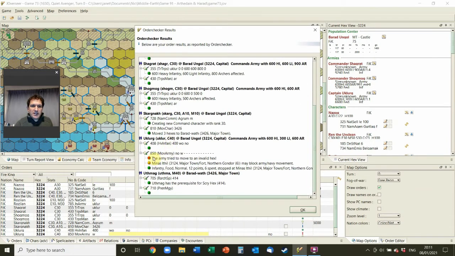Now down here, 850, oh, it says it tried to move to an invalid hex, and it also flags up an amber, which means you can do it, but it might not resolve as you expect. And it's saying that there's Minas Ithil, which is an enemy town with a fort, which will probably block movement, but I'm only moving one hex in there, so that's fine. And I'll just click OK.